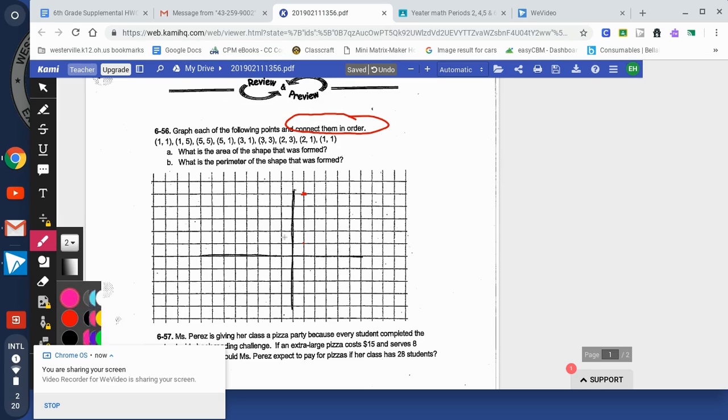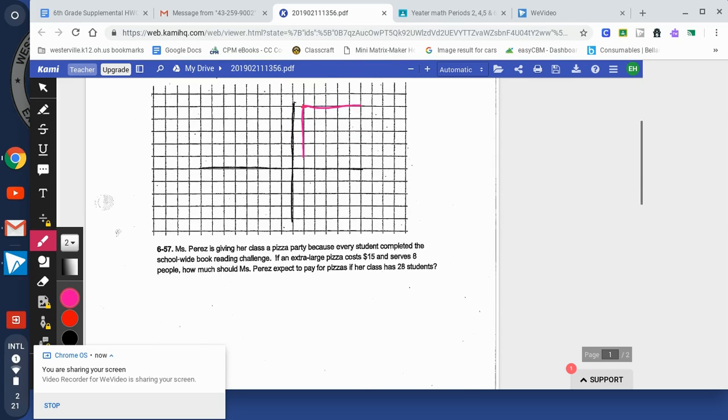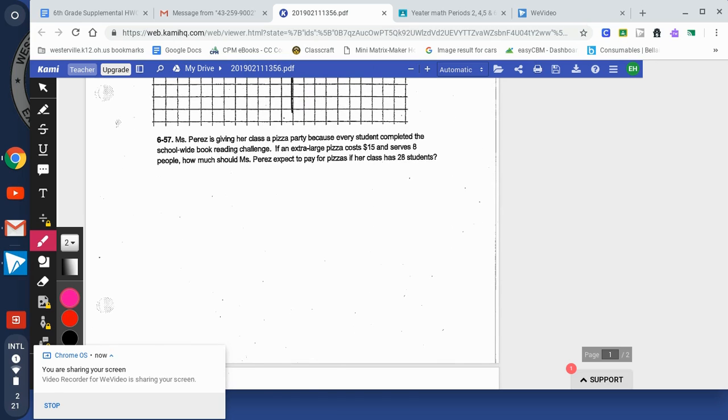Once you have your 2 points, you may want to connect your lines, as the next point is 5, 5, which is over here. And then you will make a shape. Now the shape, I will tell you, is not a perfect square or a rectangle or triangle. So don't be alarmed when the sides don't match up. Then you have to just tell me the area of the shape. You can count the squares, do whatever you need to, and then give me the perimeter, the outside of the shape.